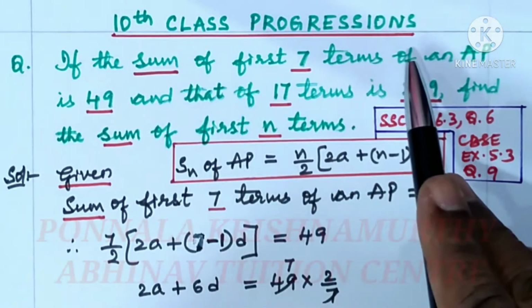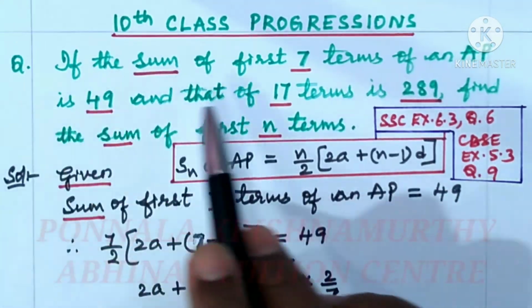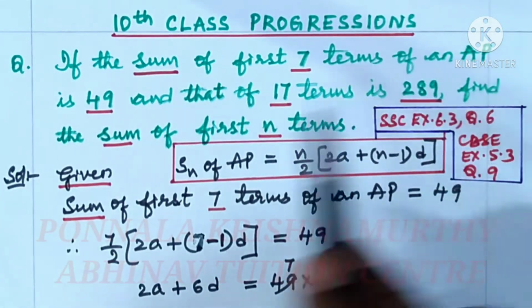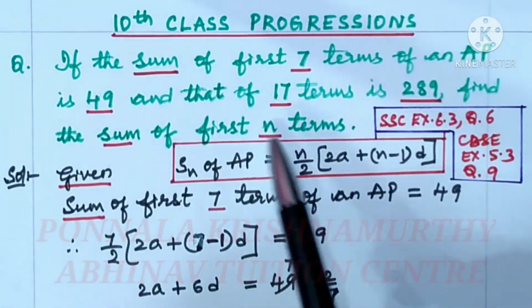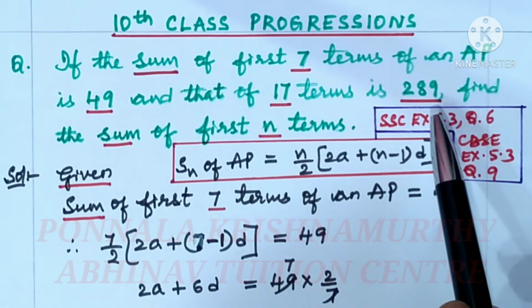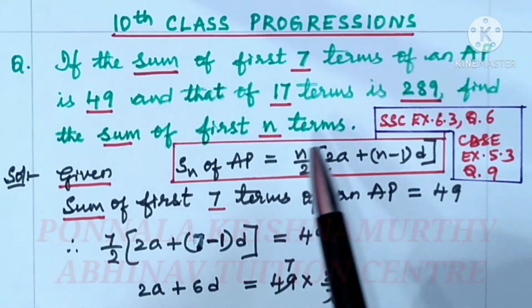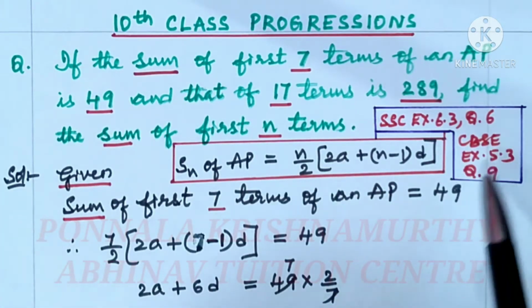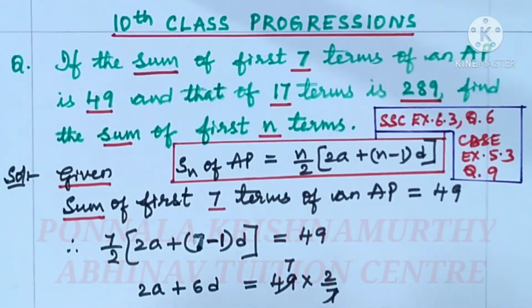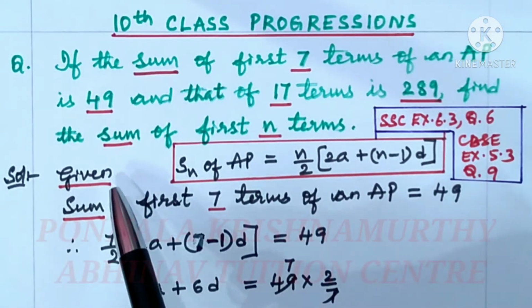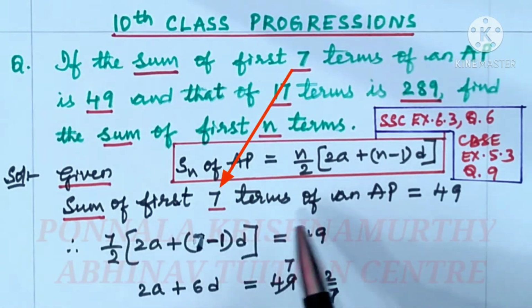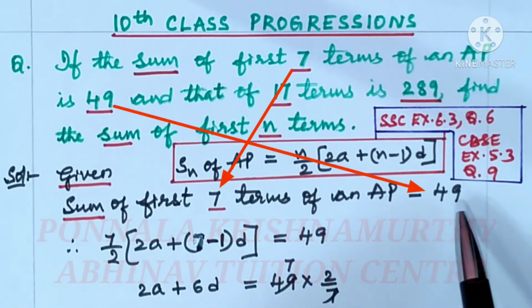10th class progressions. If the sum of first 7 terms of an AP is 49 and that of 17 terms is 289, find the sum of first n terms. Reference is here. Solution. Given sum of first 7 terms of an AP is equal to 49.